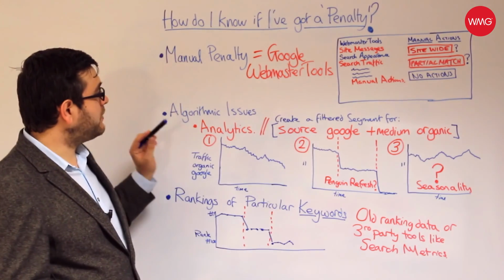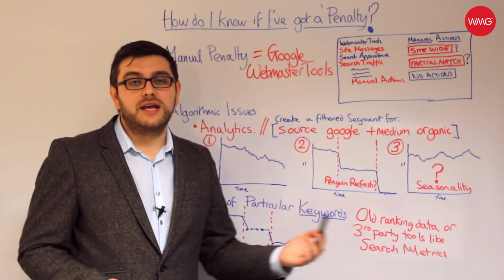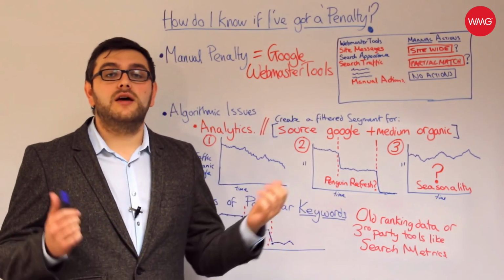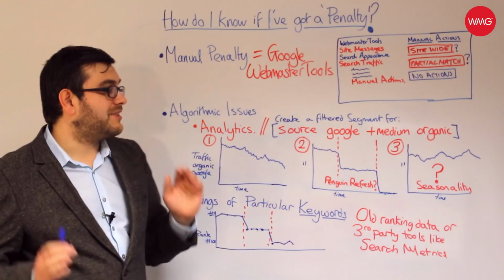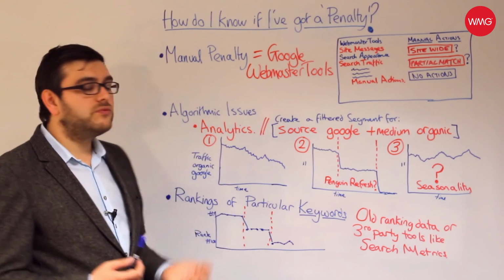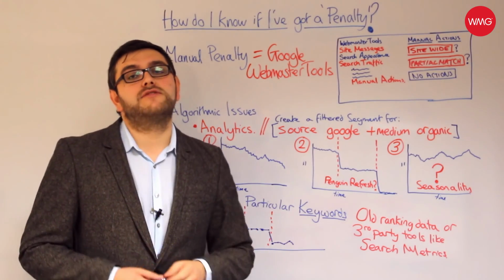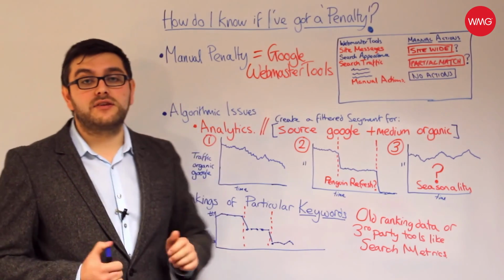So that's the manual penalty analysis and action. That's probably the easiest to understand and to get information from. Algorithmic issues are slightly harder. There are two real ways of understanding if you've got an algorithmic issue with your website. The first one is using your analytics source.